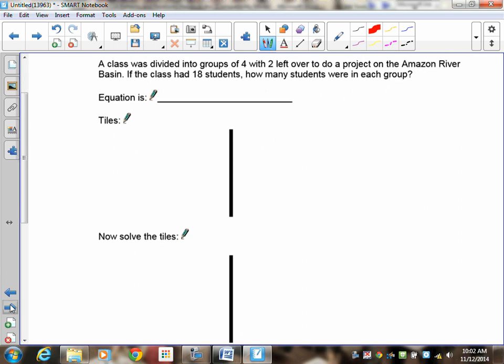Okay, a class was divided into groups of 4 with 2 left over to do a project on the Amazon River Basin. If the class had 18 students, how many students were in each group? Well, we know we have 18 students, so there we go. Now it says they're in groups of 4. All right, so if they're in groups of 4, that means we have 4 groups, 4 per group, with 2 left over. All right, so there we go. 4 per group plus 2 left over gives me a total of 18. This is a 2-step equation. So pause the recording and solve this yourself.